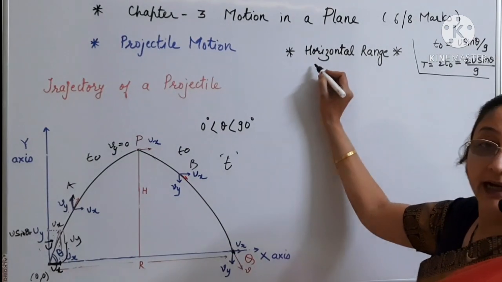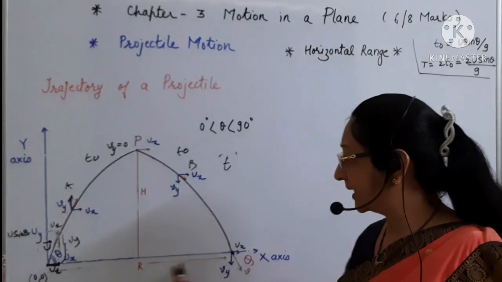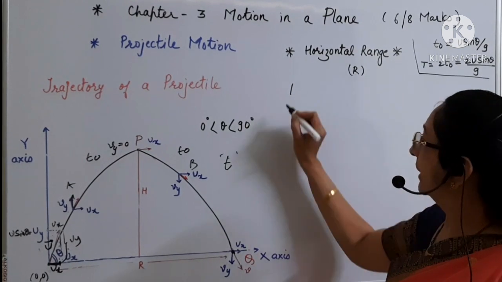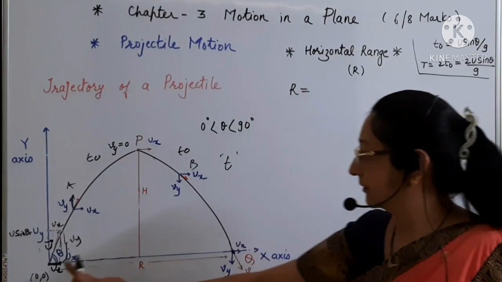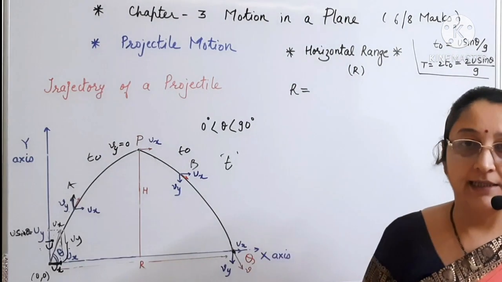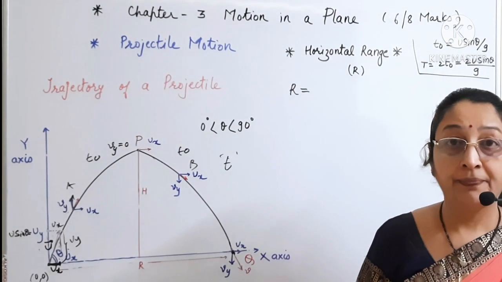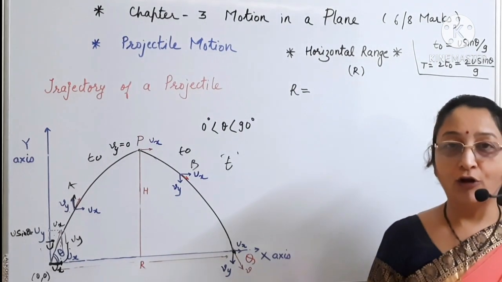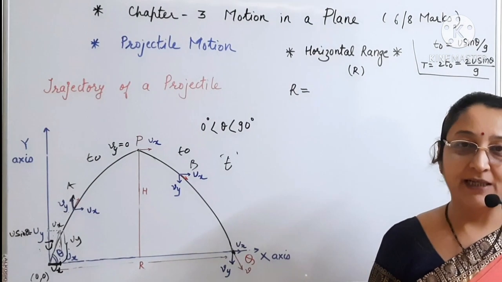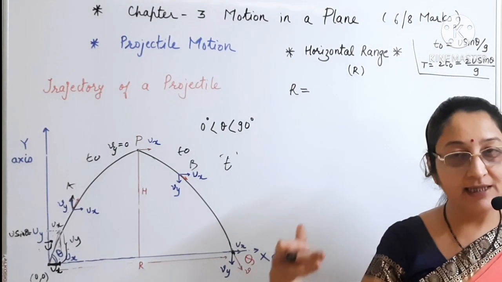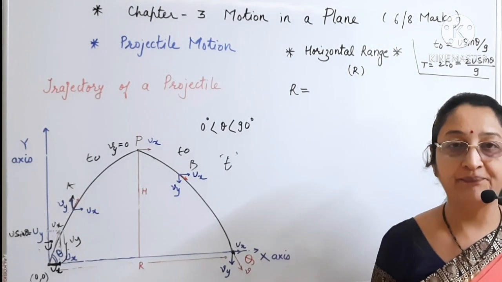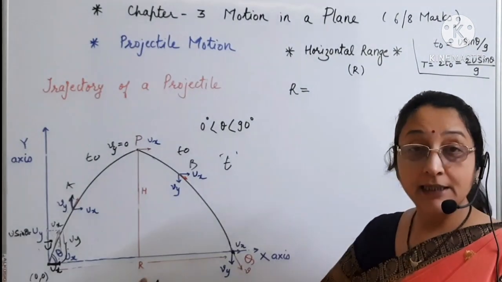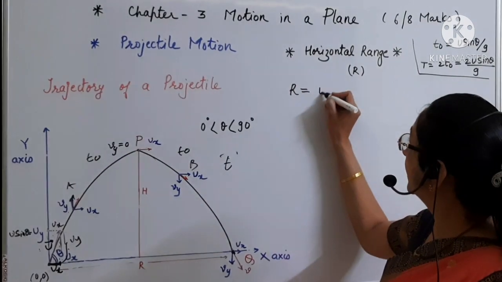Now horizontal range, we denote it by capital R. So this is R, the distance along the x-axis. Now we know that the magnitude of velocity or speed is equal to displacement upon time, or distance traveled upon time. So we write this distance is equal to speed, that is ux.